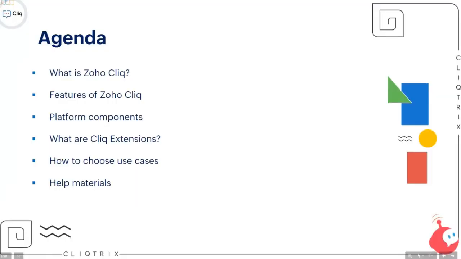First, we'll see what Zoho Cliq is. Once we understand what it is, we'll look into some of the features of Zoho Cliq and how it will be useful for any business for that matter. After that, I'll explain about all the internal components present in the Cliq platform, which can be used in the Cliq extensions. These Cliq extensions are what you'll be working on for the contest. Then, we'll see how you can choose your use cases and the best practices you need to follow while choosing them. And then finally, I'll be walking you through some of the help materials that are available in Zoho Cliq so that you can start building your app using the Cliq platform.